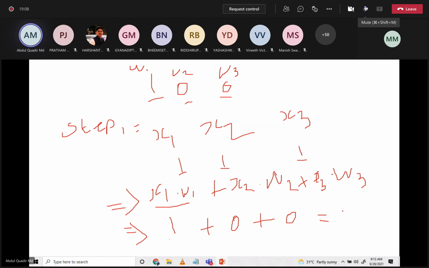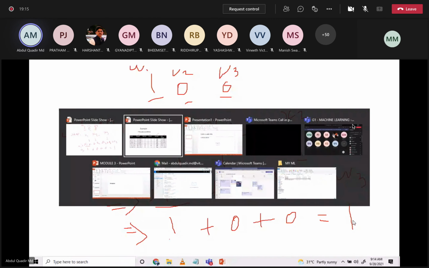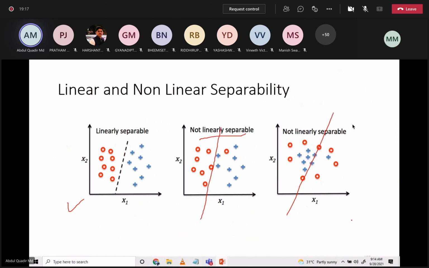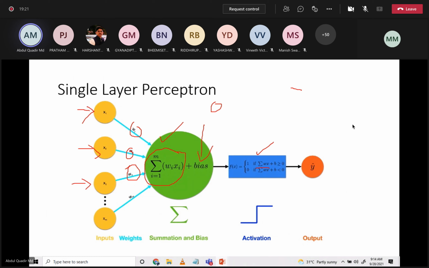So 1. Okay? So what do we have to do now? Go back. If it is greater than or equal to the threshold, we are going to give it to the activation function, right? Whatever we have done, we have got 1 over here.